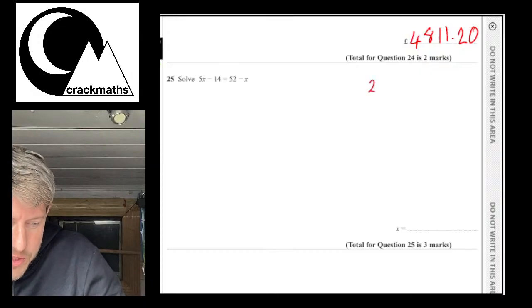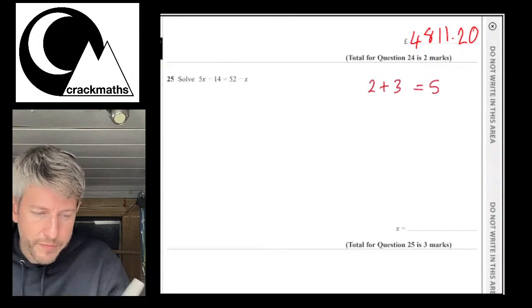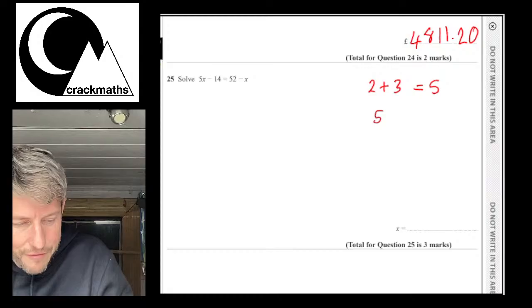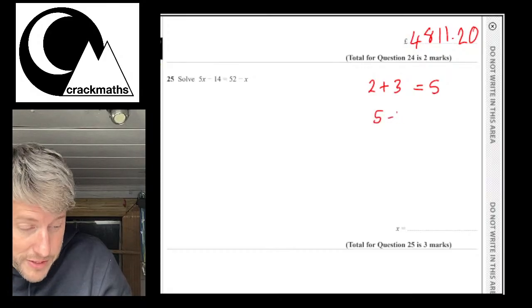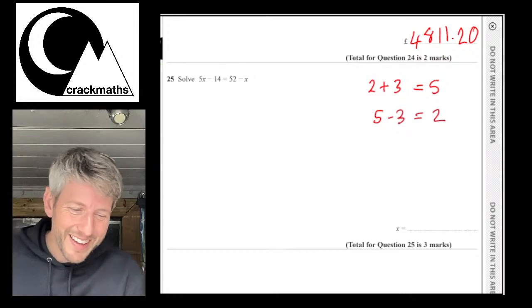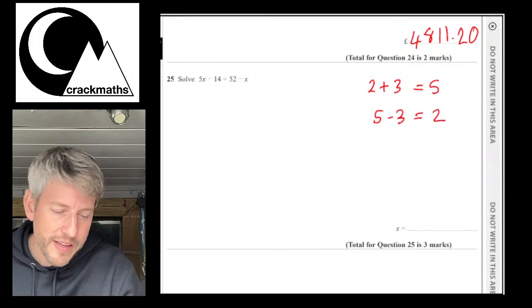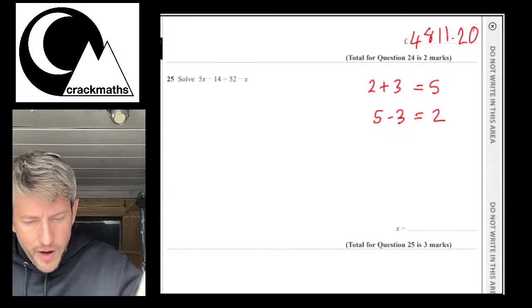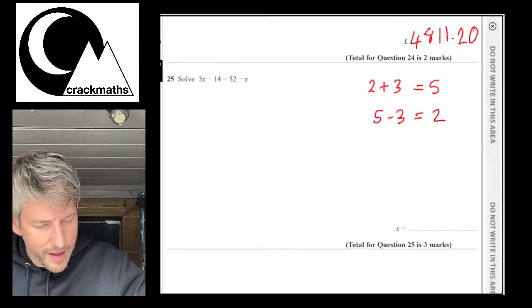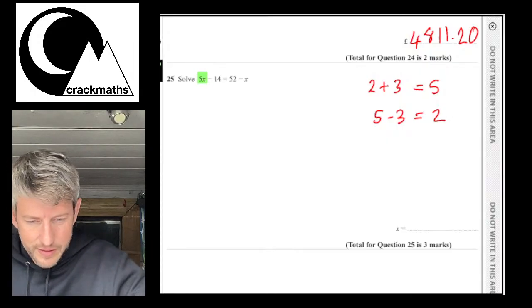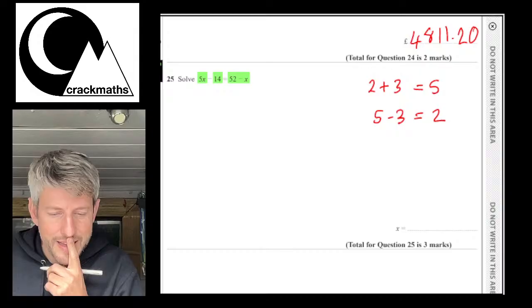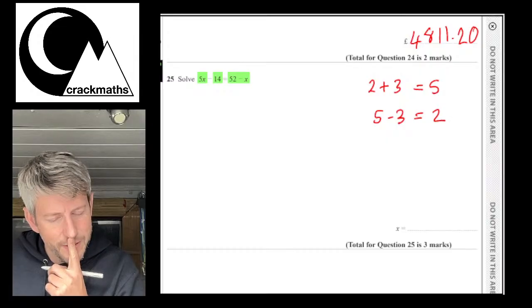when we've got something like 2 add 3, that equals 5, okay? So remember, when we've got 2 things added together that equal a third thing, we can have that third thing take away one of the 2 things to equal the other thing. So we've got something like 5 take away 3 equals 2. So in this situation, I want to think about this as the 5, this is the 2, as the 3 even, and this whole thing as the 2. Okay? Is that helpful?